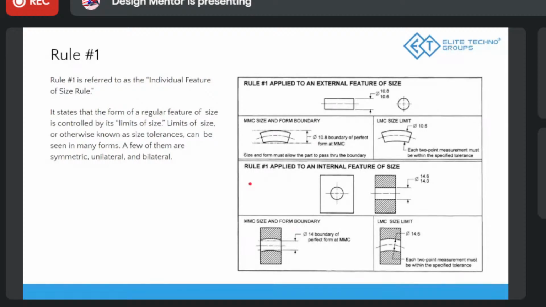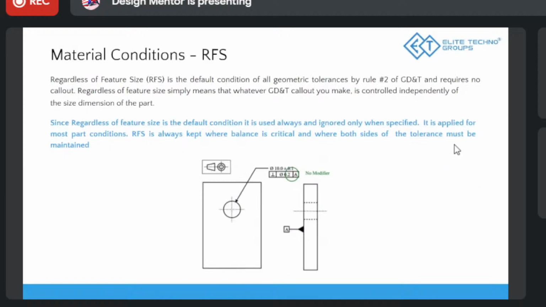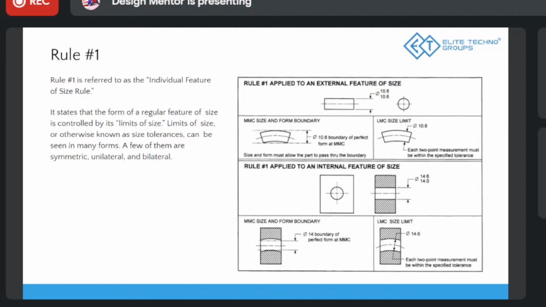Then let's come to Rule 1. There's no modifier here, so you have to stick to this; whatever the tolerance is, you have to work with it. And what is A? That is a datum. Don't worry, we'll come to that in a further slide, and we'll learn exactly how to read everything. Rule 1 is the individual feature of size rule, and this is the exact definition of it.